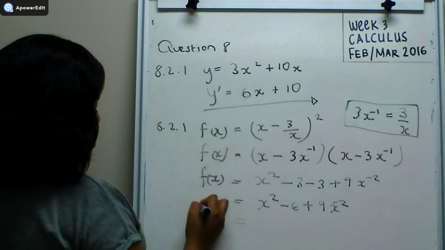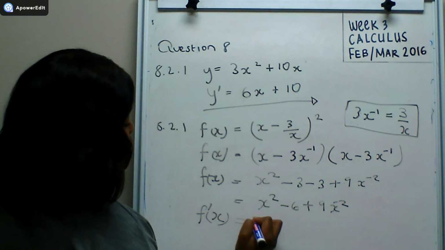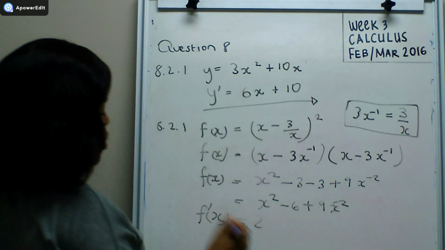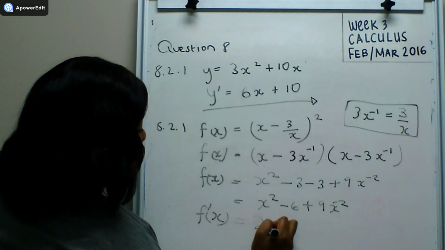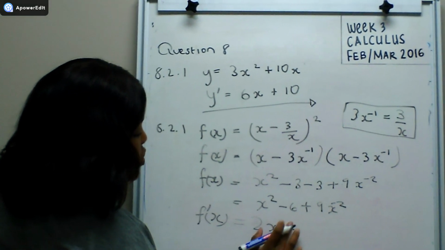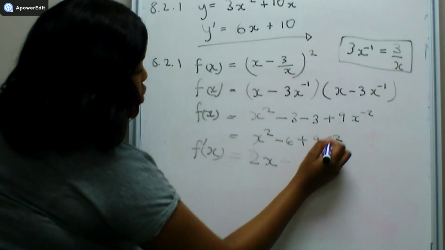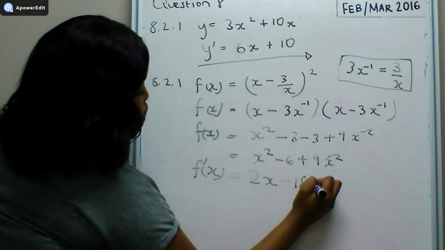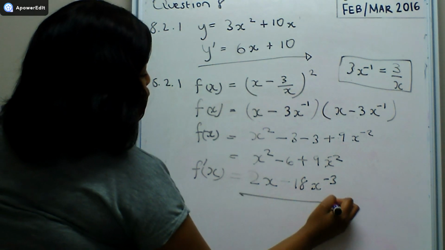I'm just going to write it as a fraction. Oh no, sorry. What I meant is I'm done with the simplification part. So what I'm doing right now is I'm actually starting to differentiate. So I got my answer to be 2x minus 18x to the power negative 3.